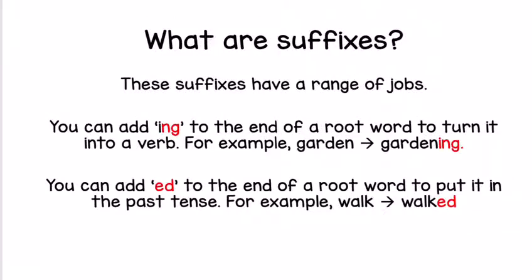Now they have a range of jobs. You can add ing to the end of a root word to turn it into a verb. For example, from garden to gardening, which is obviously a doing word. Or if you added the suffix ed to the end of a root word, it would put it in the past tense. So for example, walk to walked.